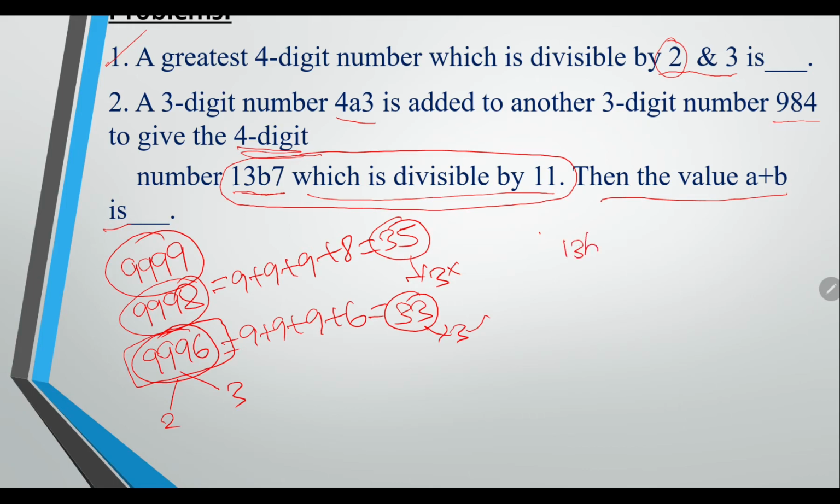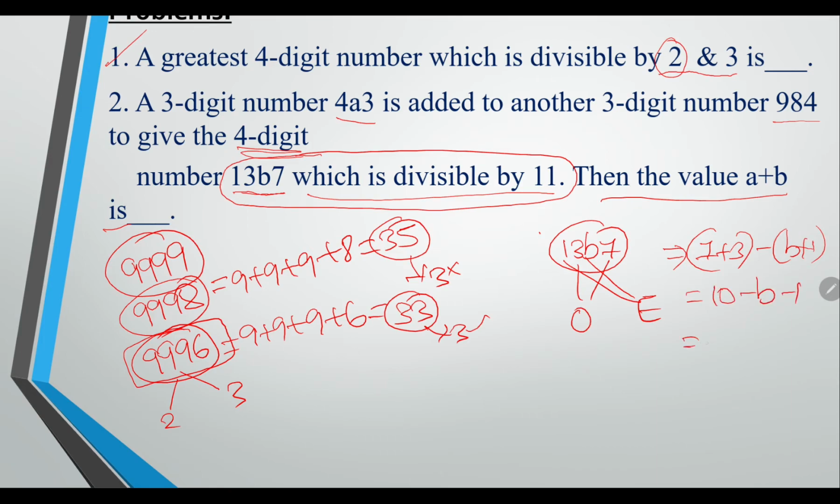As per the placing of the digits, we get 7 and 3 in the odd places, and 1 and B in the even places. That is equal to 7 plus 3 minus B plus 1, which is 10 minus B minus 1, that is 9 minus B. As 9 minus B is divisible by 11, the only number less than 9 and divisible by 11 is 0. So 9 minus B is equal to 0, so B is equal to 9. Now we have the value of B.